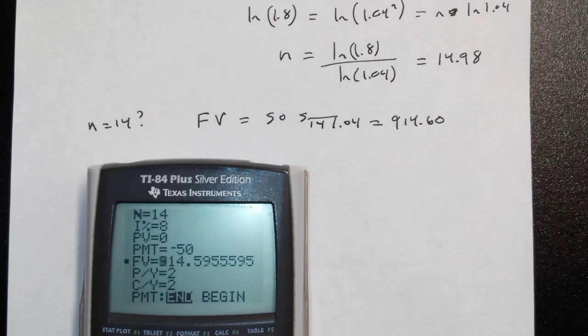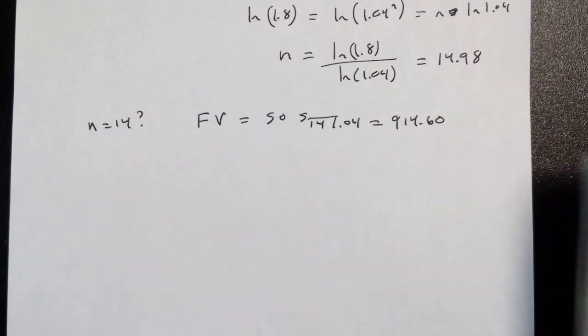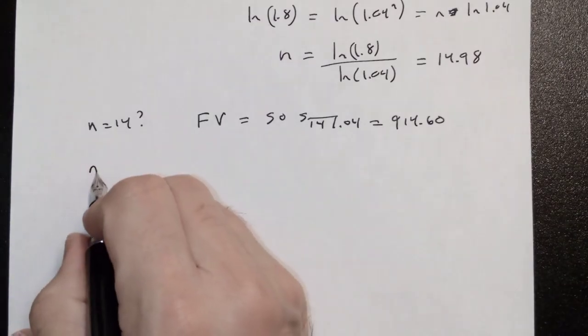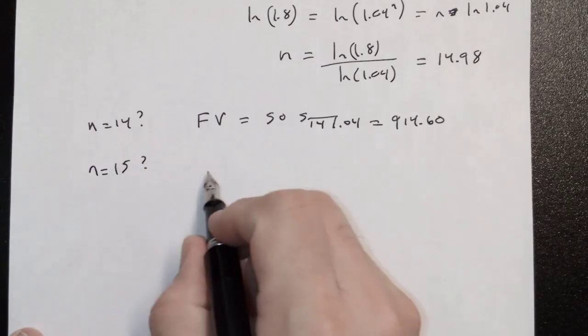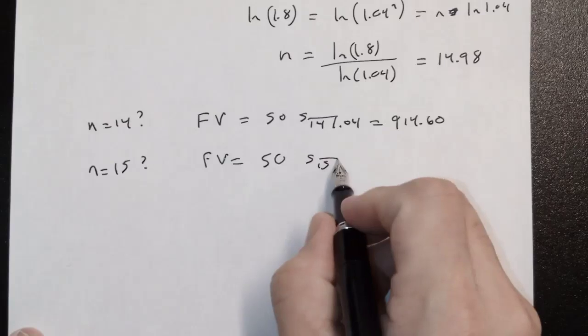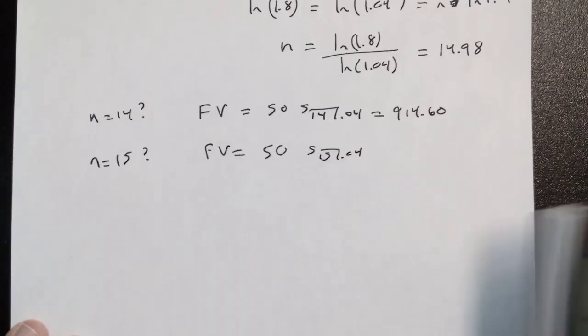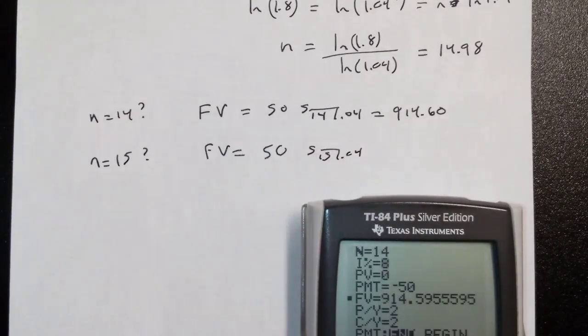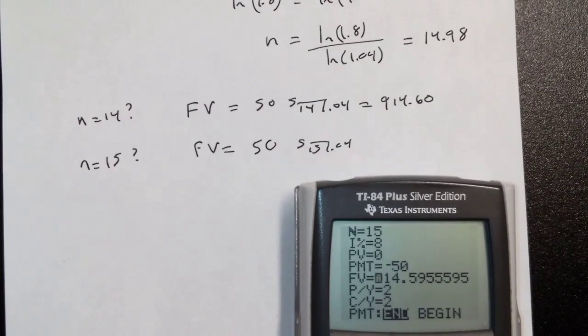I could make 15 payments. If I make 15 payments, just change this number of payments. Go back down and solve for the future value. And I see I come up $1 extra, $1.20. So I'd be a little bit over, closer to 15 than 14.